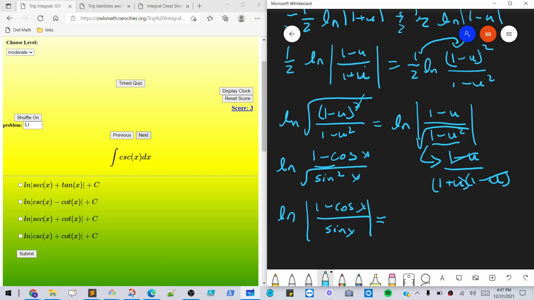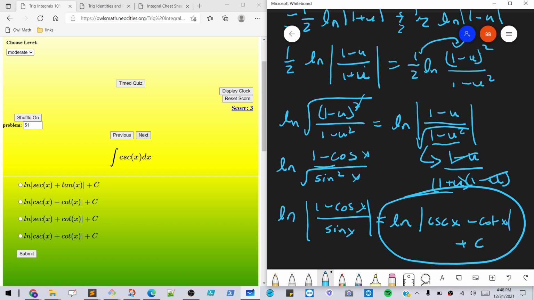So this is true now, but we could just rewrite this to make it a little nicer. 1 over sine x is going to be cosecant x, and cosine over sine x is cotangent x. Put a plus c, and we're done.